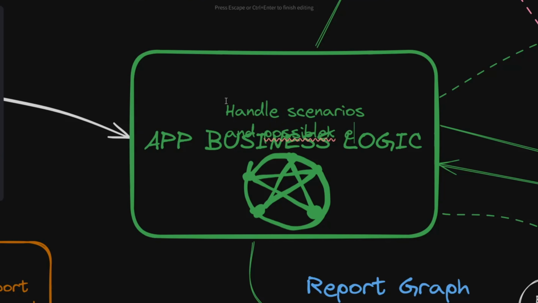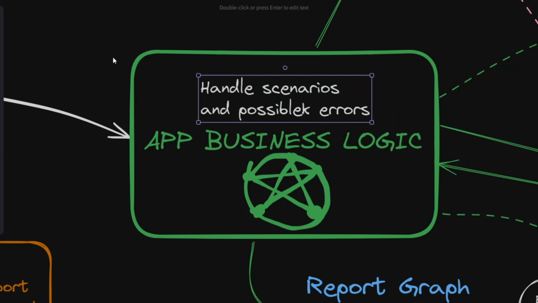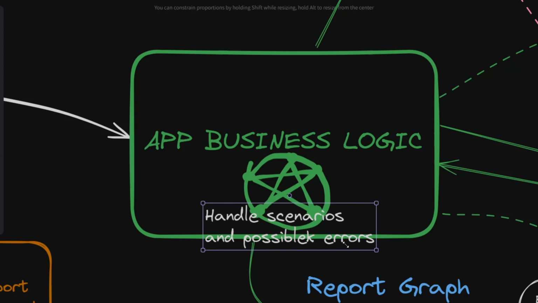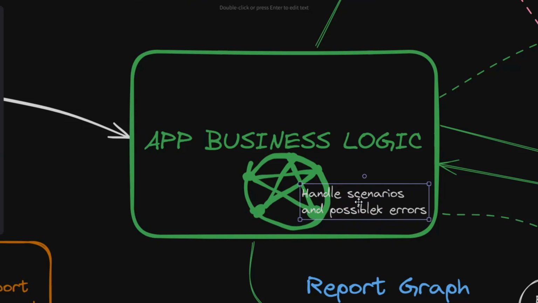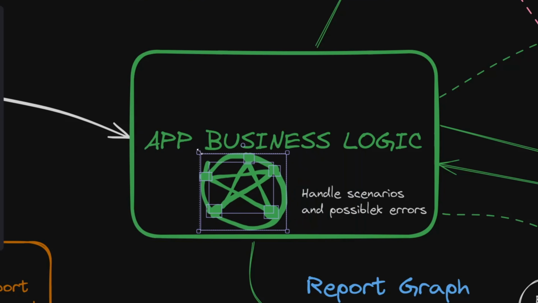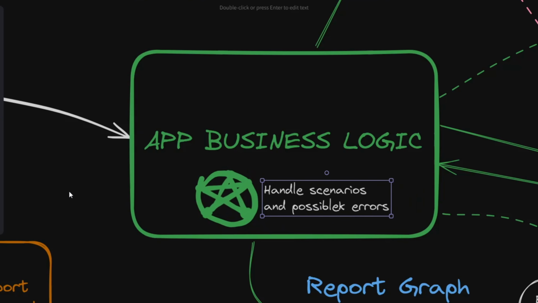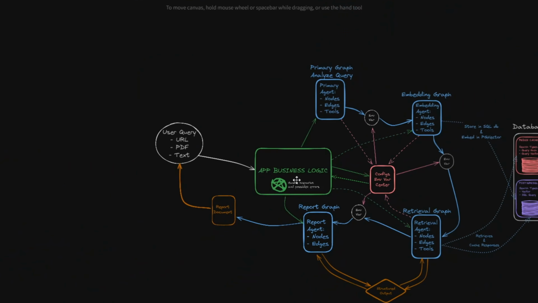So here we just handle scenarios and possible errors. This is the component that we've built. Okay, let's do that quickly. All right, so that's the idea behind this little architecture.